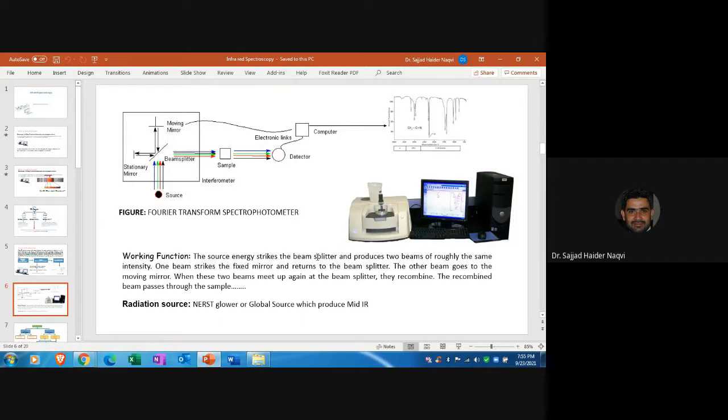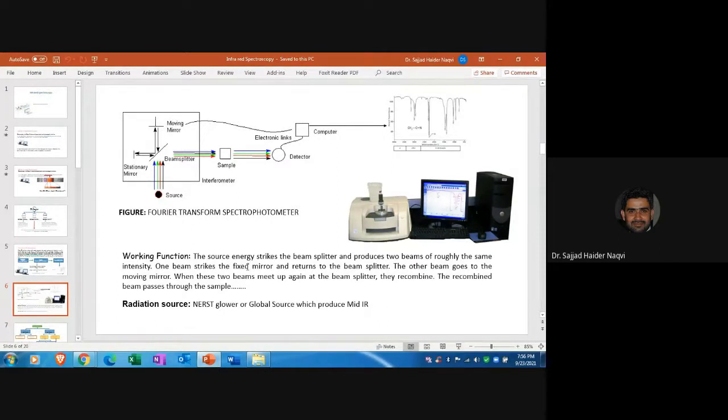Now, the function of the beam splitter, you can see here, is just like a device that splits the beam on the basis of their wavelength. So when the energy strikes the beam splitter, as the name itself indicates, that beam splitter is going to split the radiation or the wave and produce two beams of roughly the same intensity.